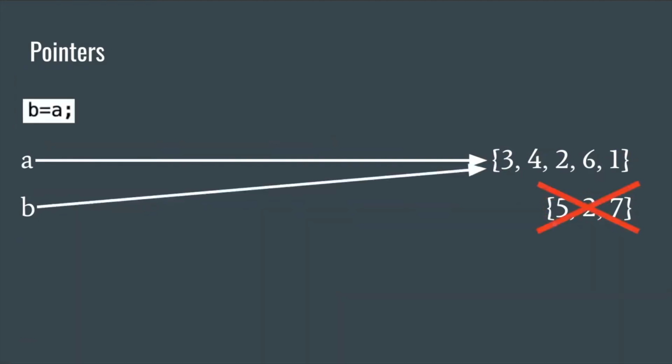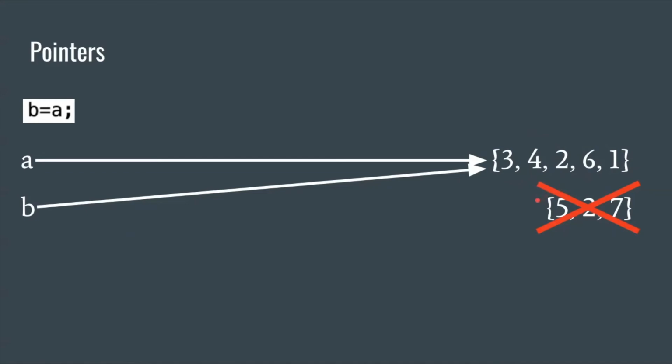And then what B equals A does is it tells B to point to whatever A is pointing to. So A was originally pointing to this array right over here. Therefore, B will also point to this array right over here. And this array at the bottom, it no longer has anything pointing to it. So Java just erases it to free up memory.